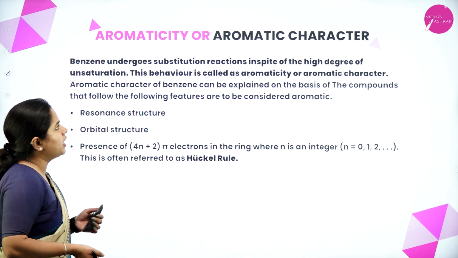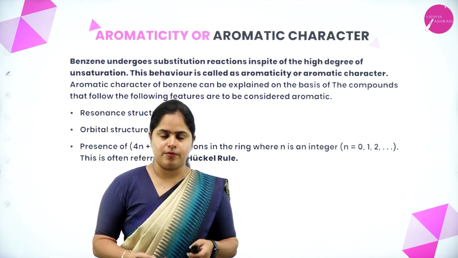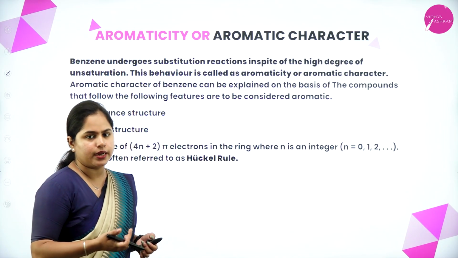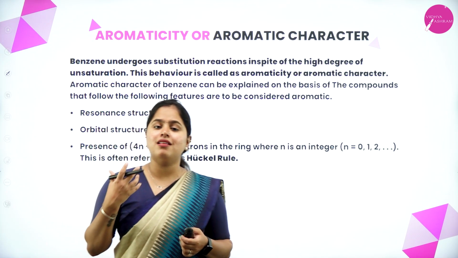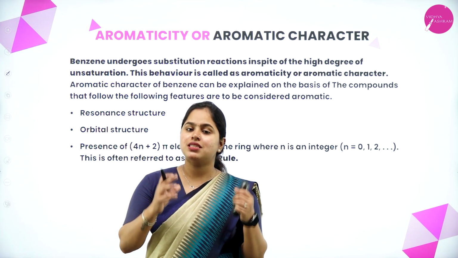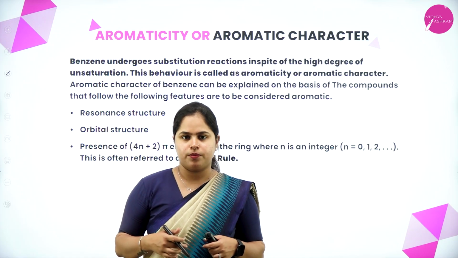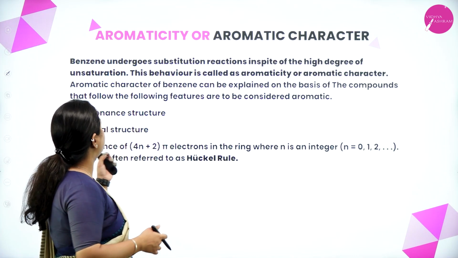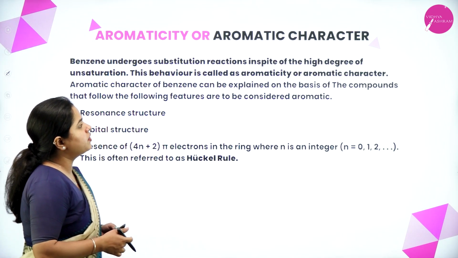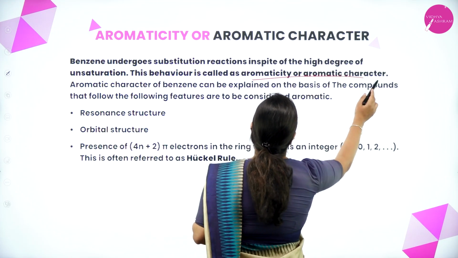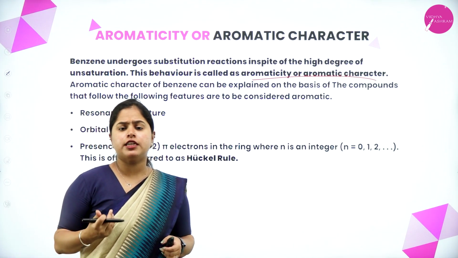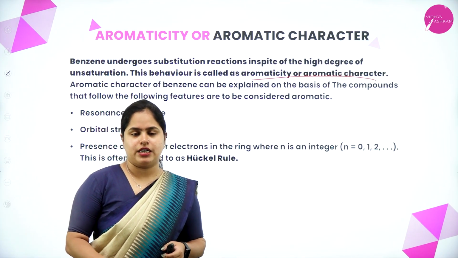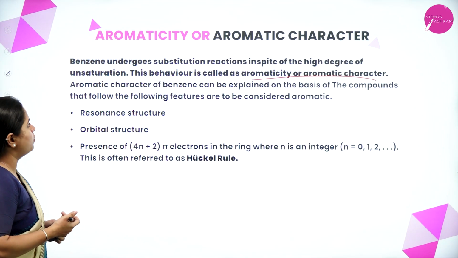Alright, so let's begin with aromaticity or aromatic character. We already know that we are studying aromatic hydrocarbons. So how can you predict, or what are the conditions based on which you can say whether a compound is aromatic or not? Let's say benzene undergoes substitution reactions in spite of the high degree of unsaturation. This behavior is called aromaticity or aromatic character. So even if it has a high level of unsaturation, it still prefers substitution reactions. This is called aromaticity or aromatic character.